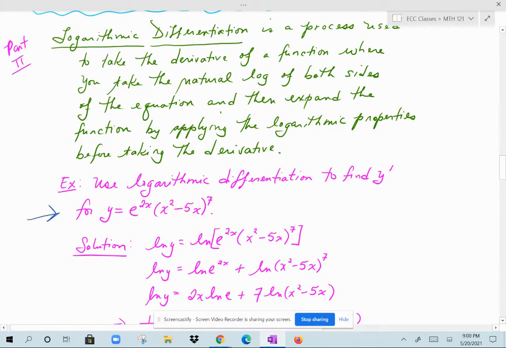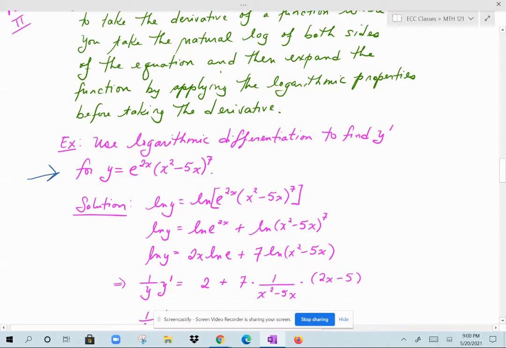So we have y equals e to the 2x times x squared minus 5x to the 7th. As explained above, step 1 is to take the natural log of both sides of the equation. Then, step 2, I'm going to use the logarithmic properties or laws to expand this. First I'm going to take that product and separate it into two separate logarithms. So I have ln of e to the 2x plus ln of x squared minus 5x to the 7th.